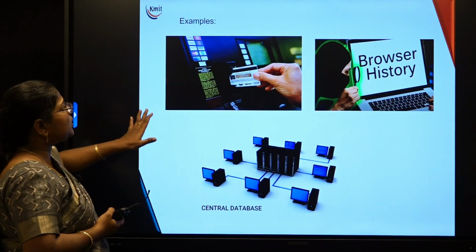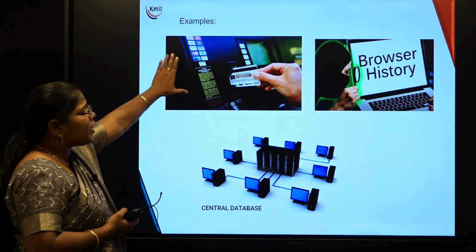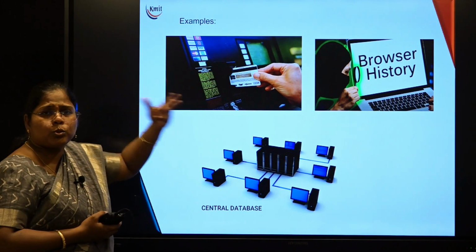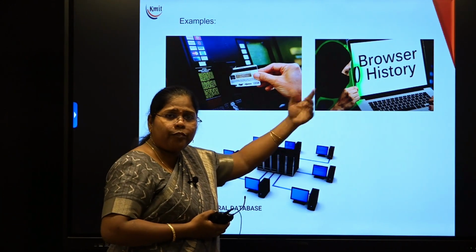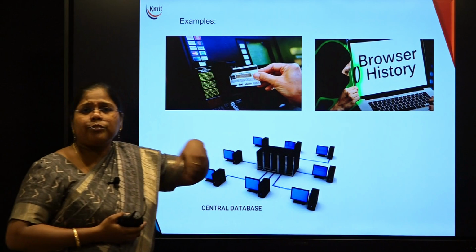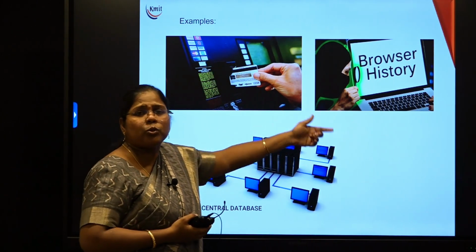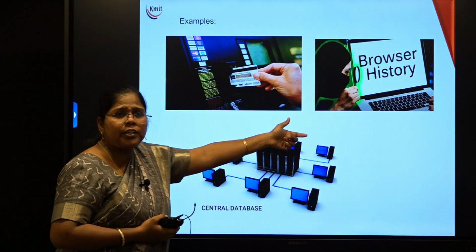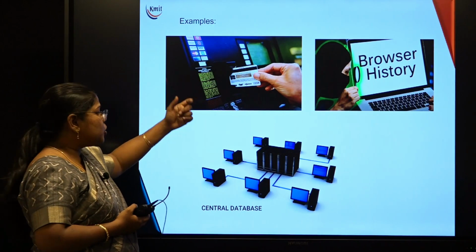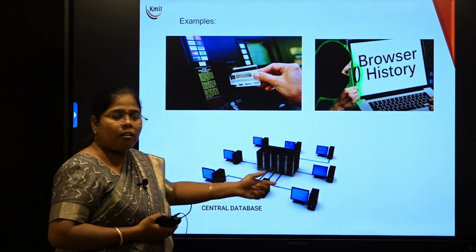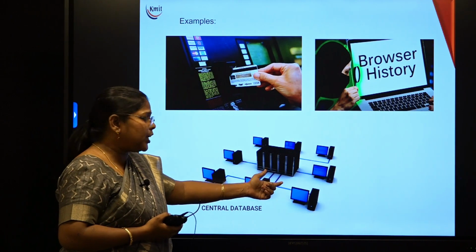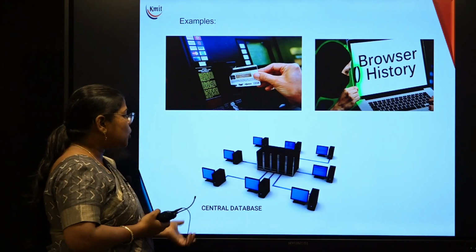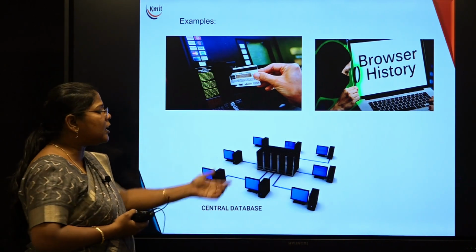So, these are the examples. First, we are swiping a card, and when we swipe a card, it has to store some data. When we browse, we always store some passwords, and nobody should be able to see our passwords. All these passwords and the swiping data are stored on one single server. All computers are connected to a single computer so that it can act like a central database.